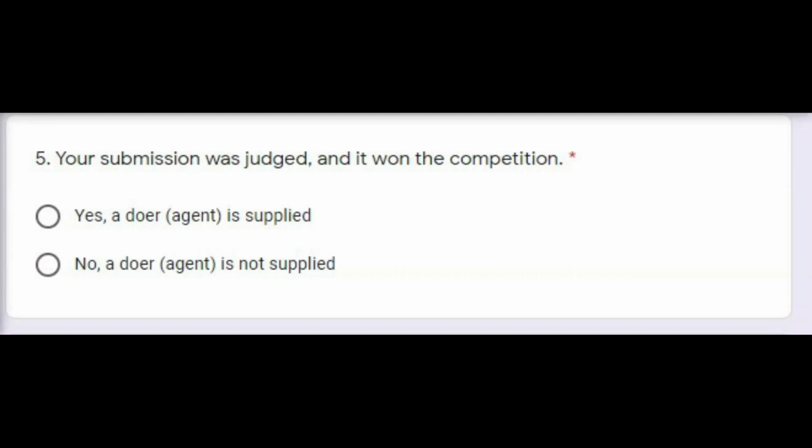Your submission has been judged, or was judged. Apparently I can't read. And it won the competition. No, a doer, an agent, is not supplied. Passive voice can be used to hide bias. Another example sentence that probably works a little bit better is, it has been found that vaping causes cancer.